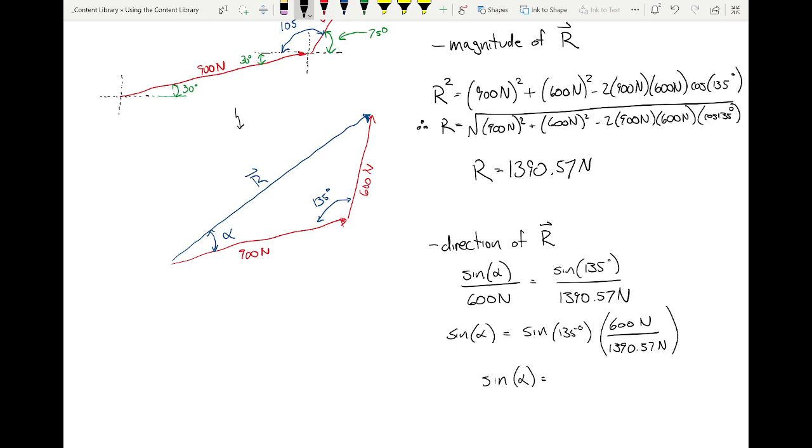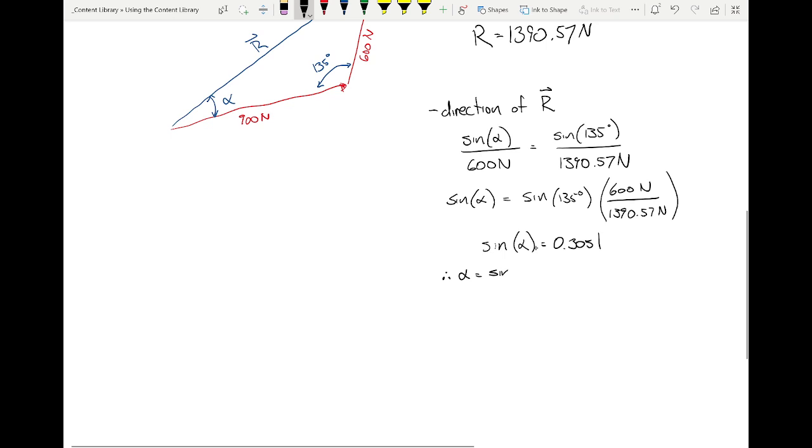Anybody got a value for this part right here? 0.3051. Do I have a second on that? Yeah. And so therefore, alpha, here I'm going to scroll down a little bit, my apologies, is the inverse sine of 0.3051, which is what? 17.76 degrees, right? And a second on that?